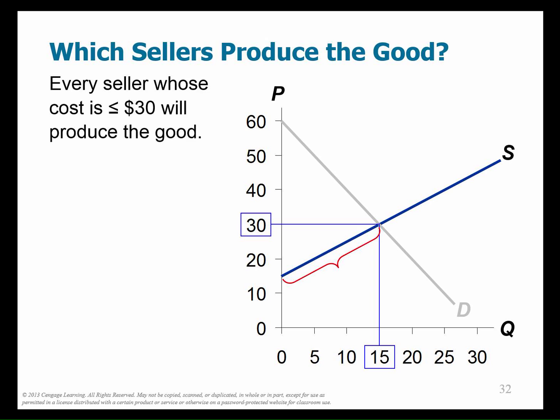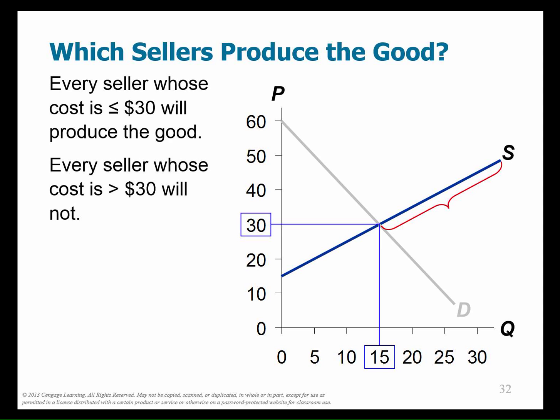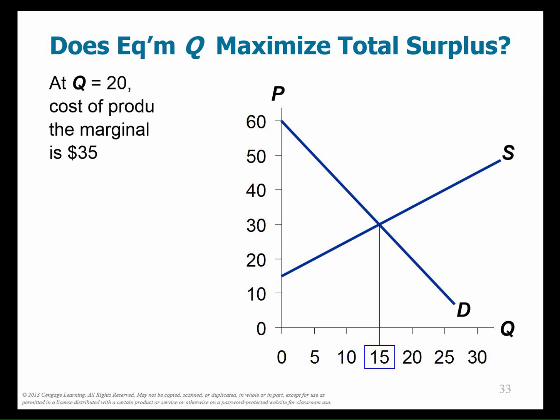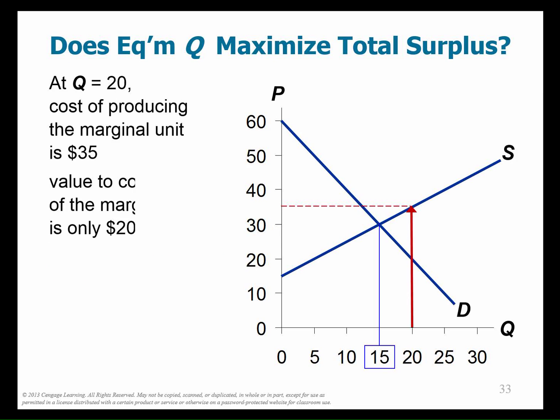And which sellers? We want the cheapest sellers. That means the sellers who can produce the good most cheaply. And these sellers, numbers 15 through 30, don't. So we have the most efficient, or the most technologically advanced, or however these guys are selling them cheaply, they're producing the goods. So clearly, it's maximizing the total surplus.